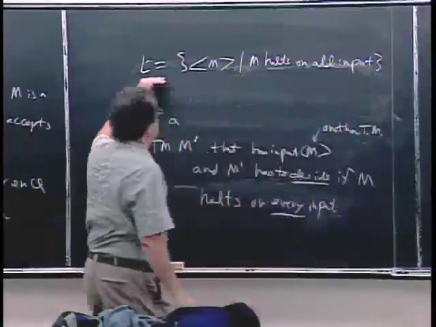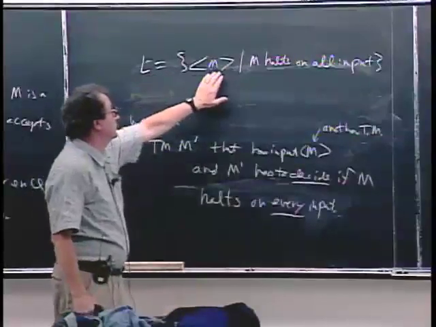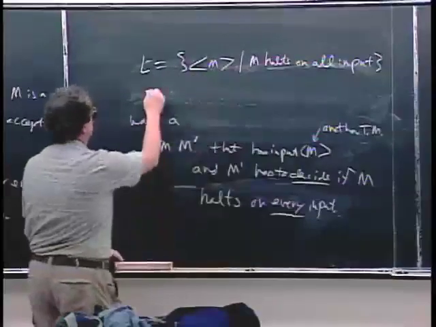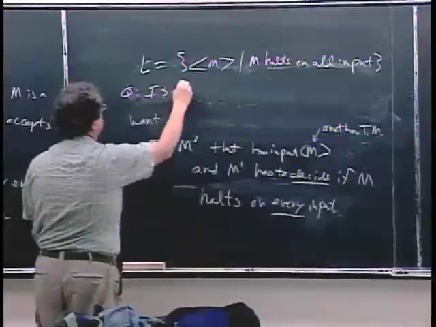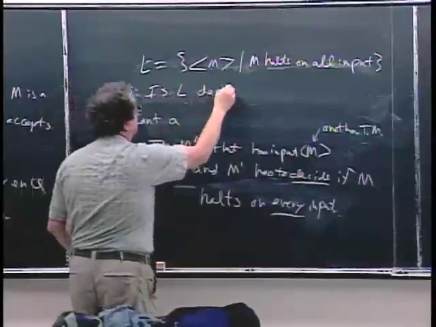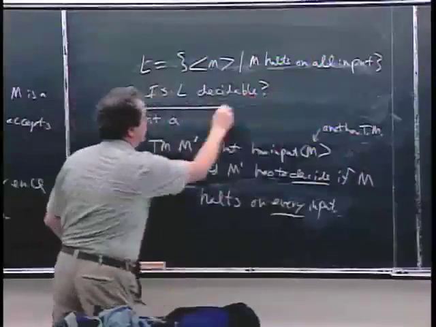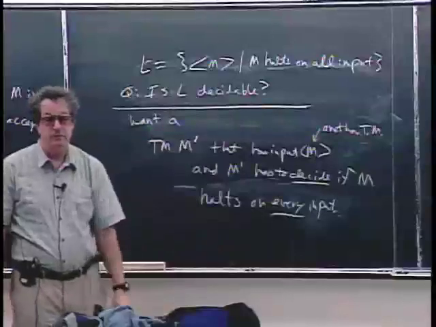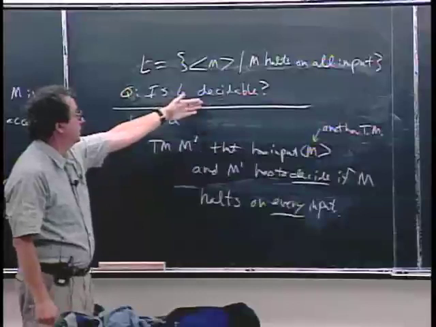Okay, then this is a language. It's a language where the strings are descriptions of Turing machines. And then we can ask, is L decidable? Okay, so now this question is properly formed in terms of what we've been talking about in class. So is this language L decidable?